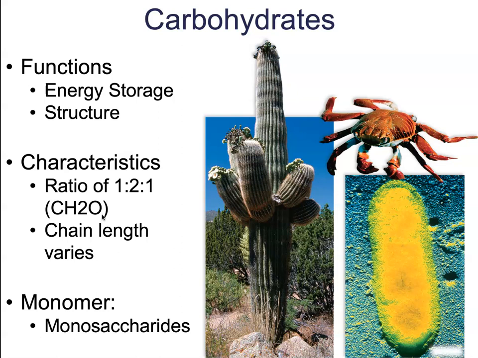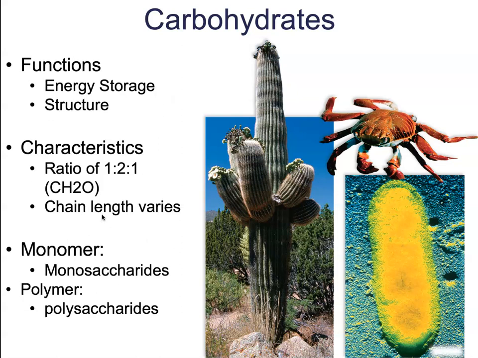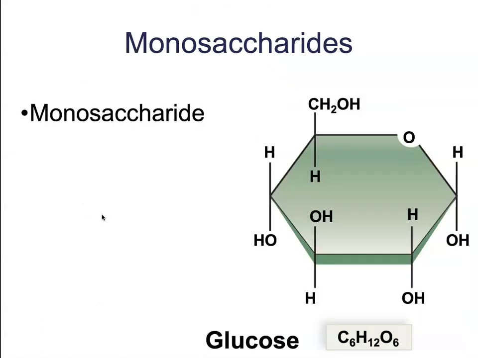Here's an example. We're going to take just a quick look. The monomer is going to be the monosaccharide. The polymer is going to be what's known as a polysaccharide. Now we're going to take a moment to look at some of those monosaccharides. There are many different types of monosaccharides, but the one that we're going to discuss most frequently in this class will be glucose.